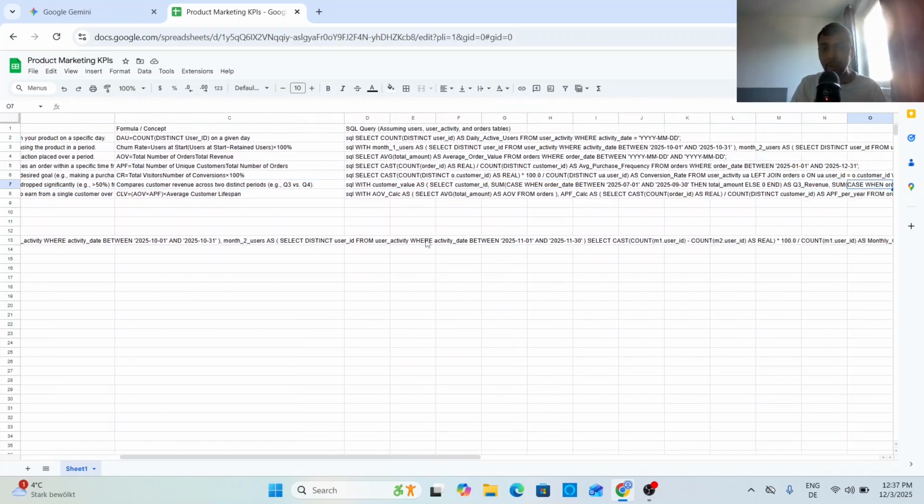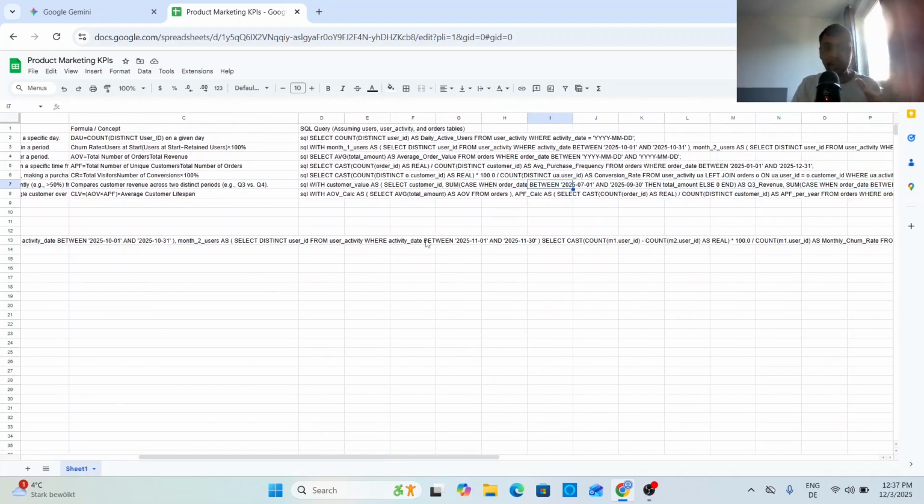So this query is quite long, but to give you a very short form of what this does, it takes Q3, for example. In total, how many orders the person has placed and what is the total amount they have spent. Let's say they have spent X, and then in Q4, how much they have spent, right? This is at a customer level, so you might have X for Q3 and Y for Q4. Now you find the percentage difference and see where it has dropped by more than 50%.